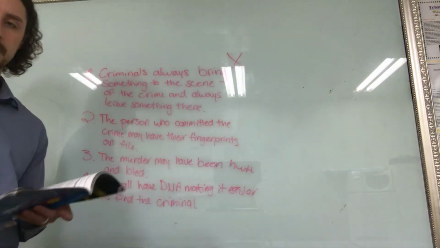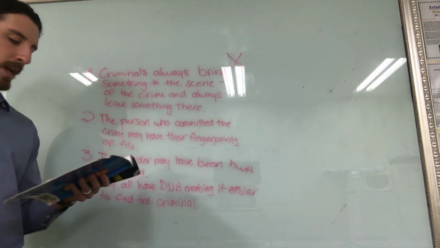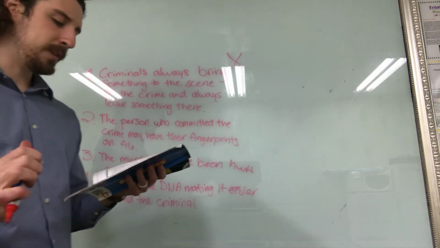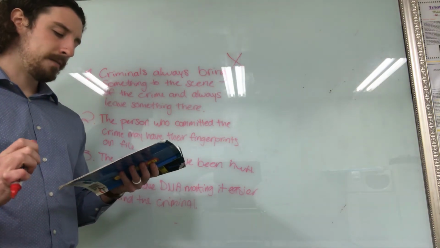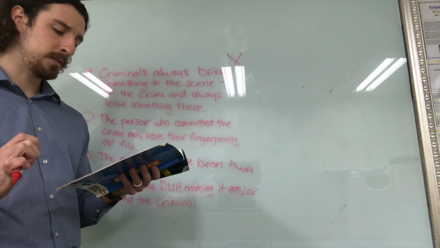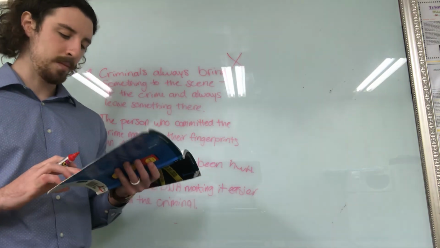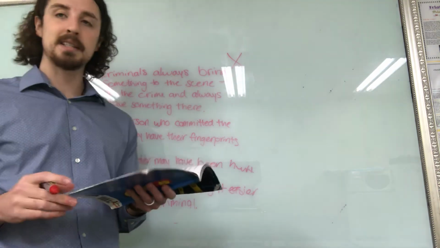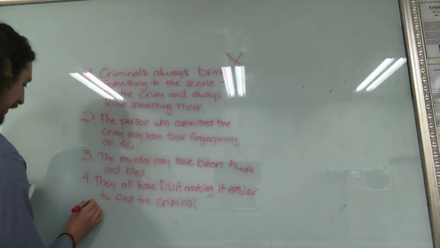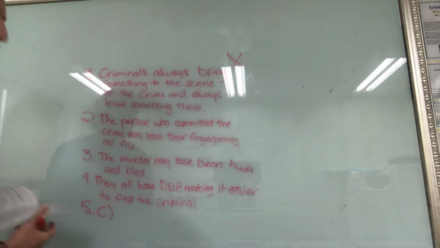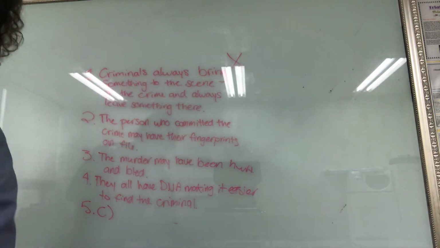Okay? And number 5, what is the main idea of the story? A, criminals often leave clues at the scene of a crime. B, fingerprints and bullets are important evidence of crimes. C, crime experts analyze a variety of clues to identify criminals. The answer here is C. Okay? So 5, C.